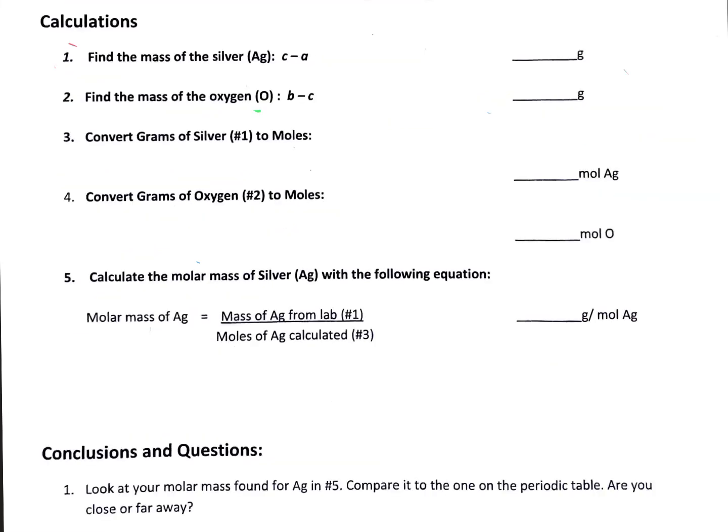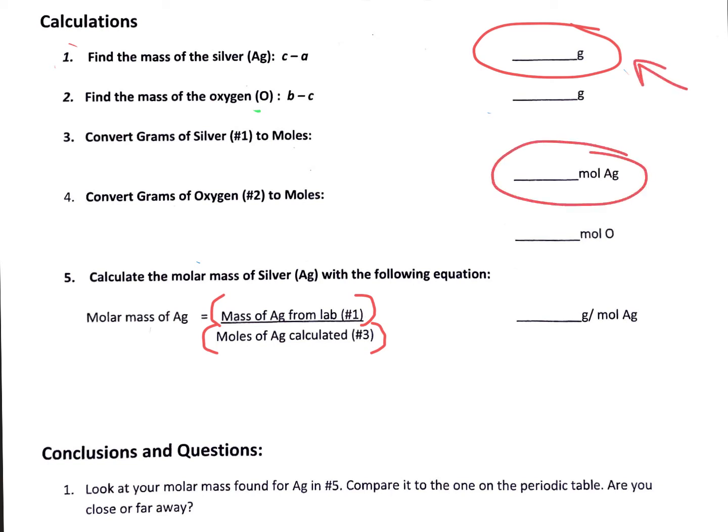Now we're at number 5. It wants you to calculate the molar mass of silver according to our data. So the molar mass of silver is going to be taking the mass of silver that we have from the lab, which is from our calculations number 1. So we're going to take that data point, and we're going to divide it by the moles of silver that we calculated already in question number 3. So you're going to take the grams of silver divided by the moles of silver. So go ahead and work that problem out, do that equation, and then give your answer right there, pause it, and then we can move on to our conclusions and questions.